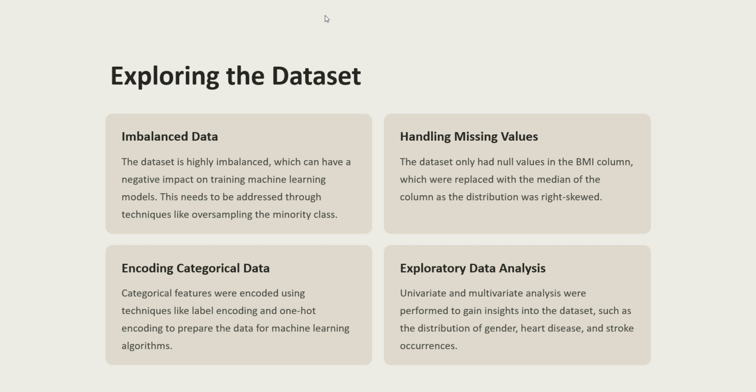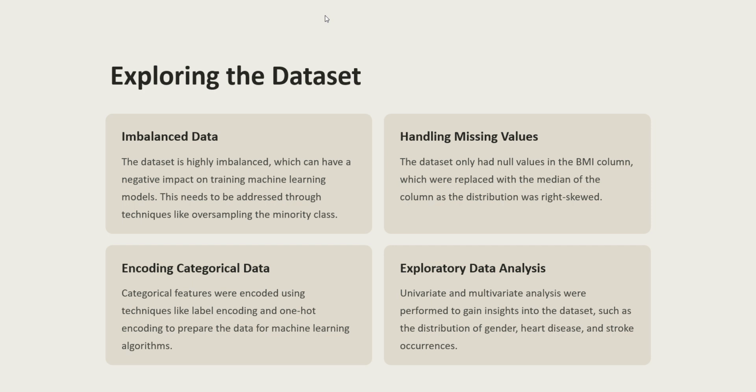Now let us explore the dataset. Following are the characteristics that were observed while performing EDA on the dataset. The dataset was highly imbalanced, which can have a negative impact on training machine learning models. This needs to be addressed through techniques like oversampling the minority class.